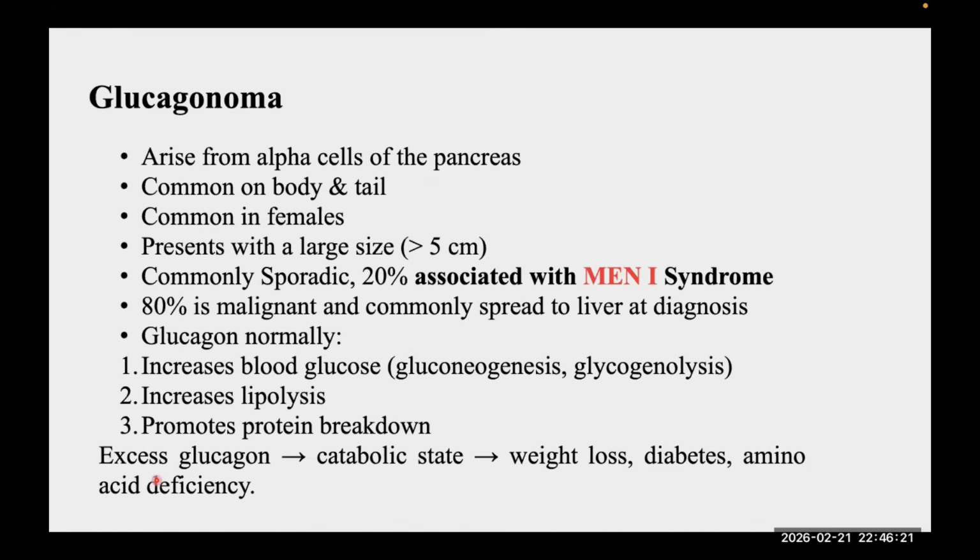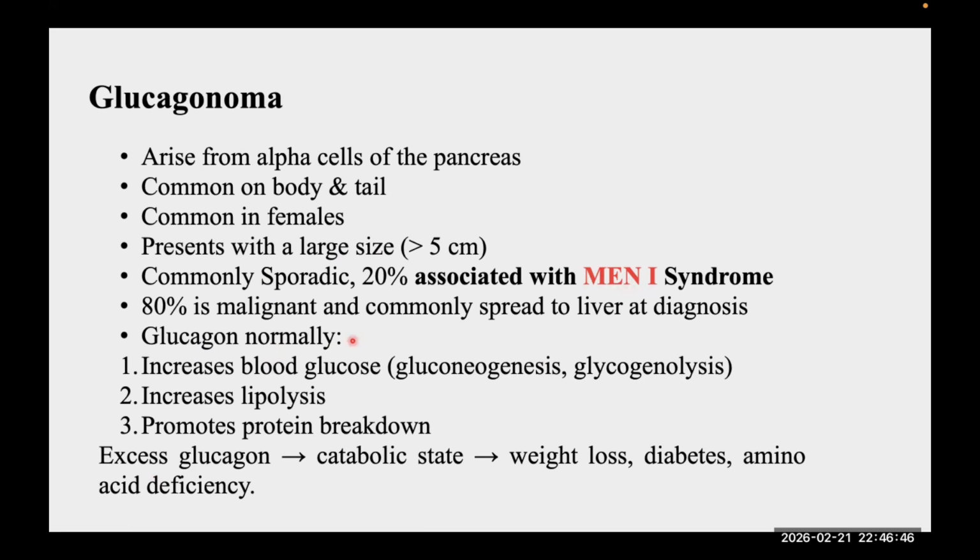Now, glucagonoma, it's arising from the alpha cells of the pancreas, again in the body and tail, most commonly in females. 20% of the time, it is associated with MEN1 syndrome. The reason I wrote this in red is because in your lectures, it says MEN2, but this is wrong. It's actually MEN1, it's not MEN2. 80% of the time, it is malignant, so that's again a very high percentage. It commonly spreads to the liver at the time of diagnosis.